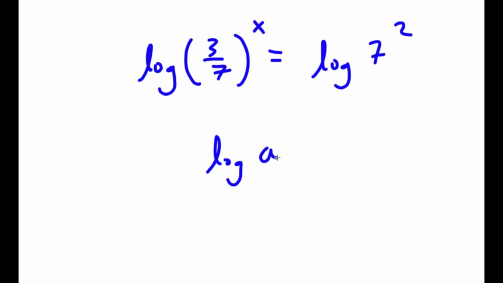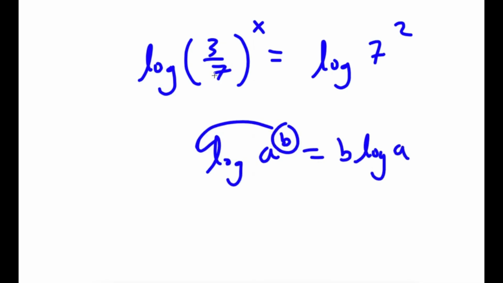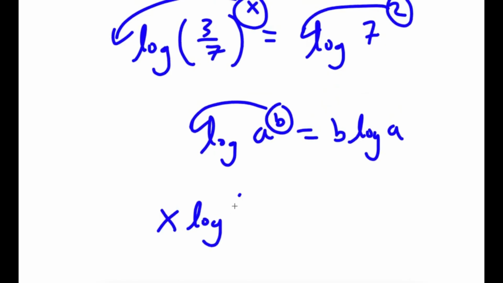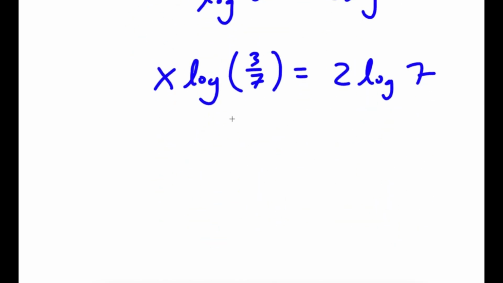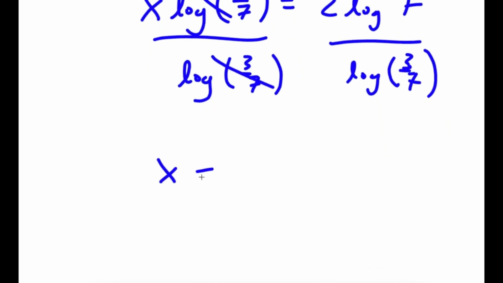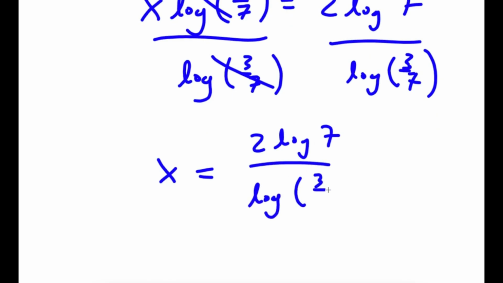And if I have something in the form log a to the power of b, I can move this exponent b to the front, so this is going to equal b times log a. So log of 3 over 7 to the power of x, I can move x to the front, and log 7 squared, I can move 2 to the front. So now I have x times log 3 over 7 is equal to 2 times log 7. And now if I divide both sides by log of 3 over 7, these two cancel out, and I have x is equal to 2 log 7 over log 3 over 7.